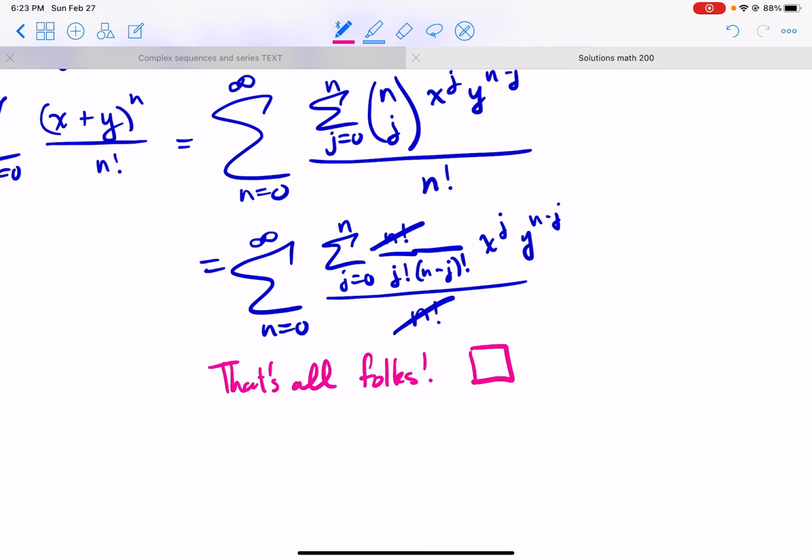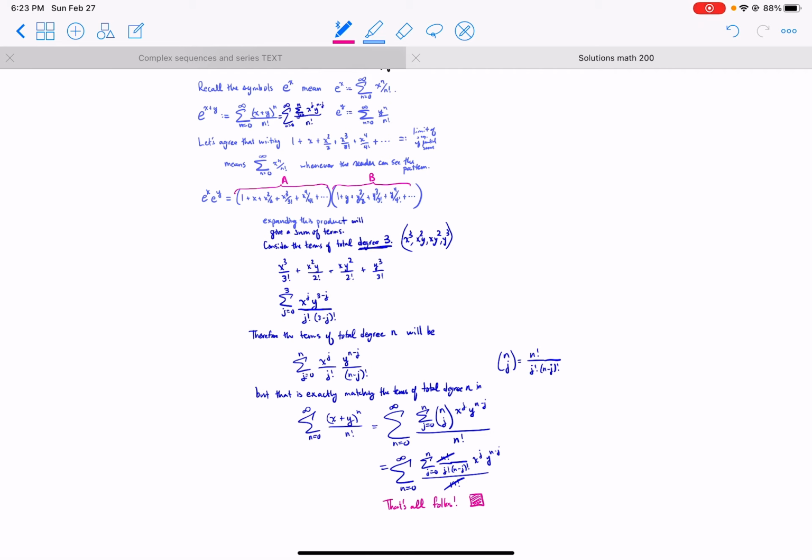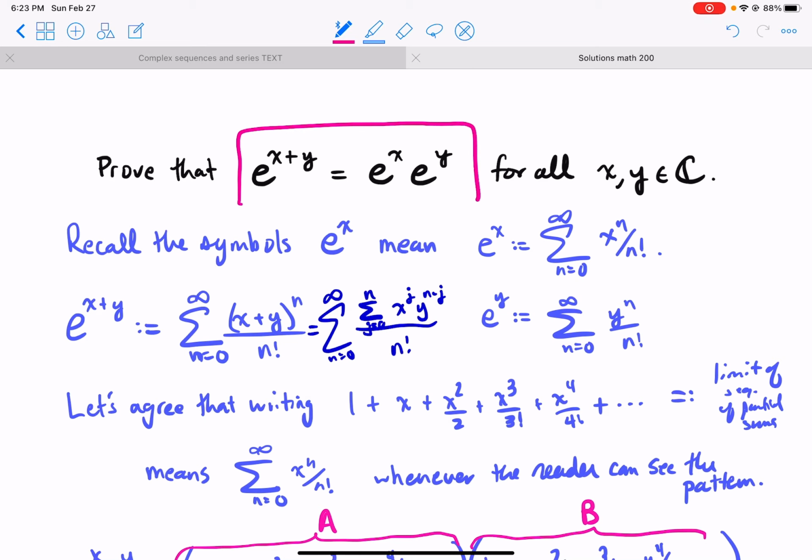Now you finally actually know why this is true. Wow. Absolutely wonderful.